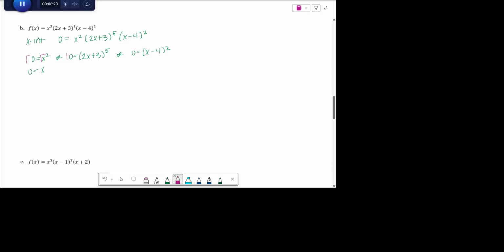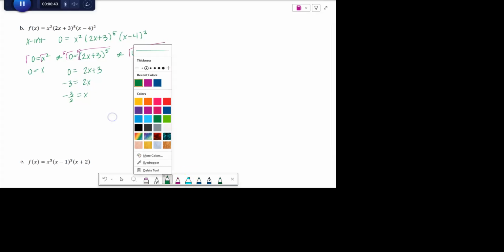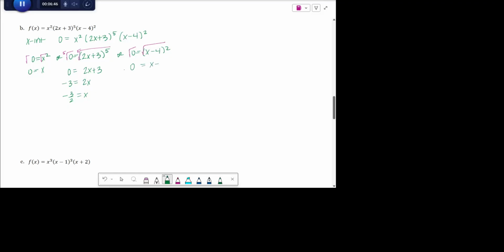For the second one, I'm going to take the 5th root of both sides, and I'll get that 0 is equal to 2x plus 3, or negative 3 halves is equal to x. And then for the third, I'll take the square root of both sides. We have that 0 is equal to x minus 4, or 4 is equal to x. So my x-intercepts are (0, 0), (negative 3 halves, 0), and (4, 0).